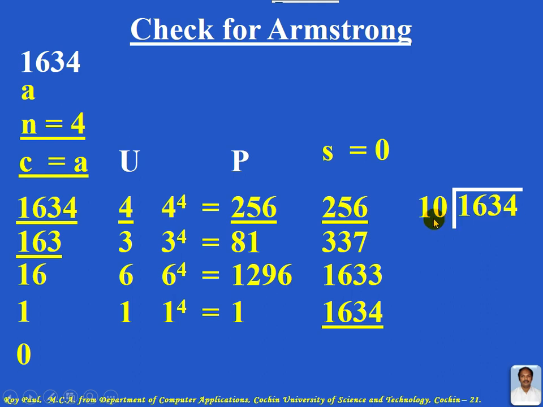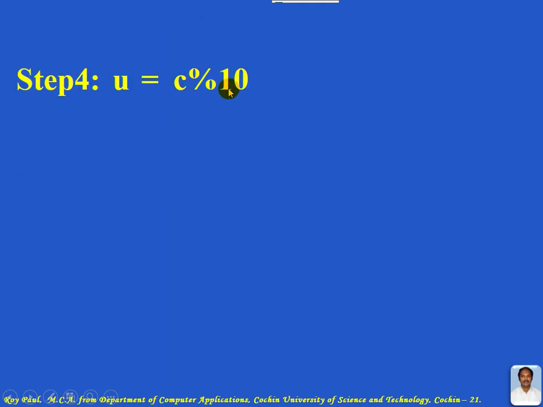1634 divided by 10. The quotient is 163. 163 into 10 is 1630. The remainder is 4. So if this is c, c modulo 10 will give you the digit in the units place. So in order to get u, the method is c modulo 10, because the modulus operator returns the remainder. So you can write c modulo 10 should be assigned to variable u.